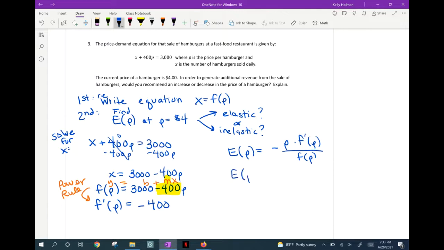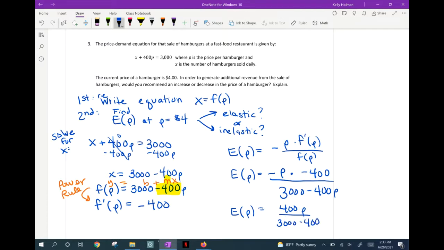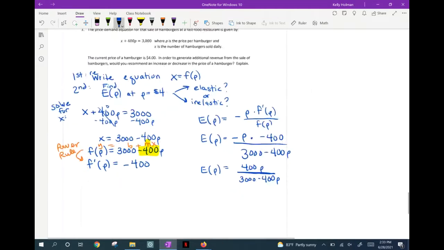Okay, so now I can plug all that in. So there's a generic negative, a generic p. What was the derivative? Negative 400. And then the original function, once we solved it, was 3,000 minus 400p. Definitely want to clean that up. So in the numerator, we have a double negative again, so that'll give you your positive 400. Boom. And I'm just going to stop there because we don't need to be a hero. Let's not get lost in the algebra. I'm going to stop right here.